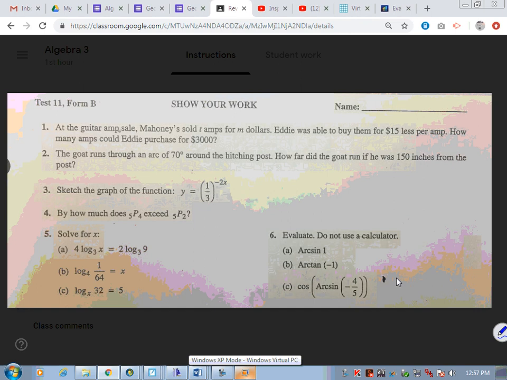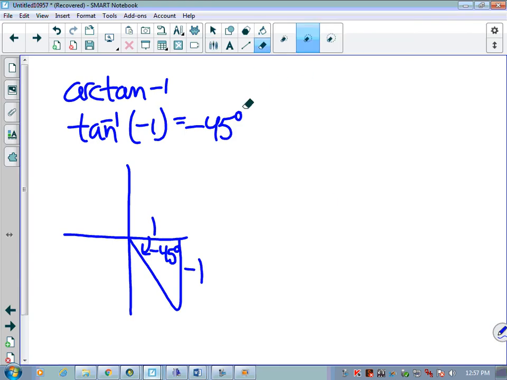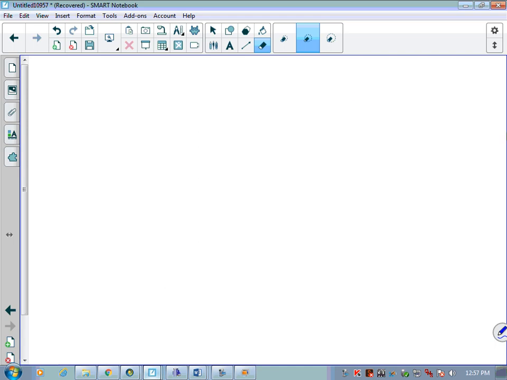So we're picking it up with 6c from where I left off with the other class. So we have cosine times arcsine negative 4/5. I'll pull things off over here. I'll clear this out. This is where we left off last time. So it does say not to use a calculator on this.